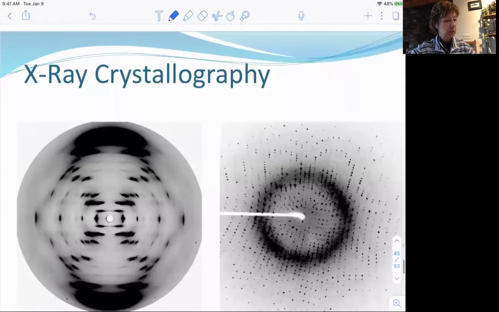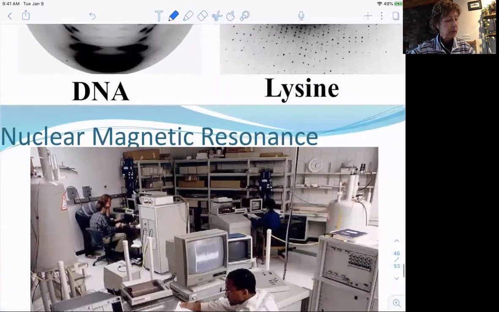We've seen this picture before, when we talked about the structure of DNA, and this was photo 51 that Rosalind Franklin took. Of course, back in her day, no computers. She had to do all the calculations by hand, which was quite a feat. And then this is the X-ray diffraction of just a crystal of lysine, so just an amino acid. You can see what a complex pattern you can get out of that.